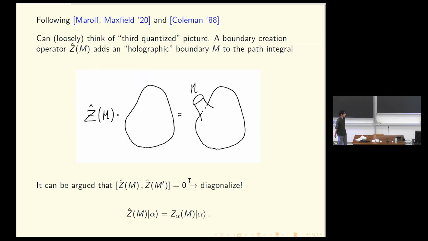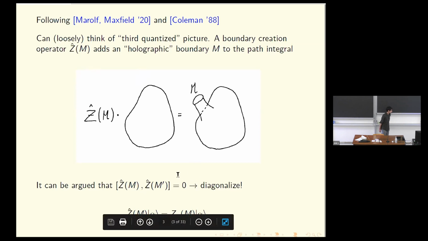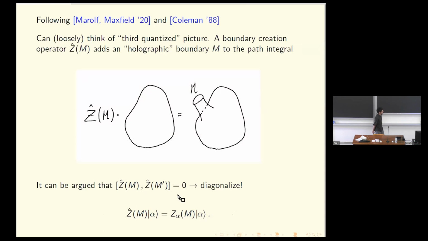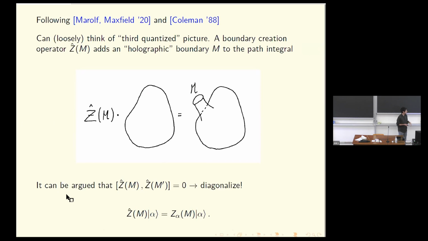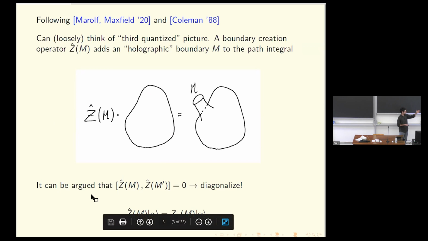You can show that these operators commute, so you can diagonalize them on the Hilbert space of this non-perturbative quantum gravity theory, which is hard to define, so it's just formal reasoning. Let's denote a basis of this Hilbert space by alpha, and the eigenvalue of this partition function by Z alpha, and we will call this an alpha eigenstate, so it's just terminology.